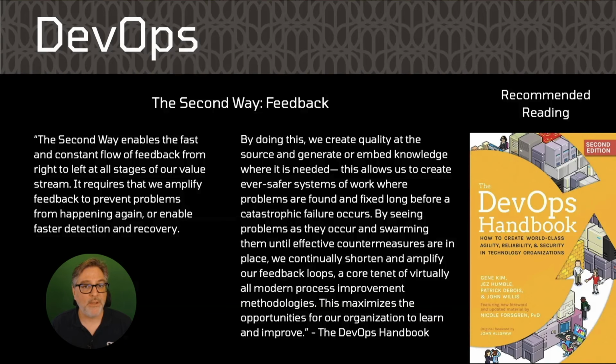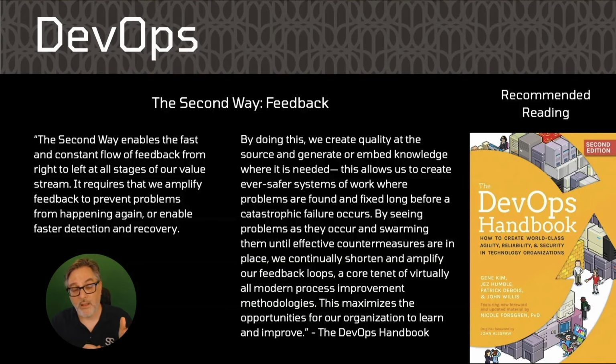It requires that we amplify feedback to prevent problems from happening again or enable faster detection and recovery. So the faster you find a problem on the right, or even during testing on the left-hand side in development, the faster you're able to fix it. That's the idea behind shift left. You want all of your problem detection to happen earlier, including security remediation.